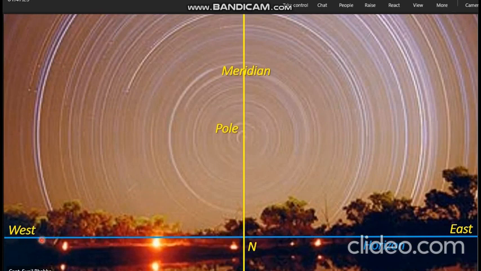So east and west are also identified in the diagram. Now let's assume we have a free gyro and we want to make a gyro compass with it, and we align the spin axis of that free gyro to the north point on our horizon.